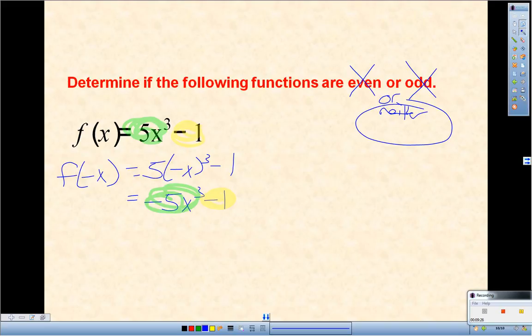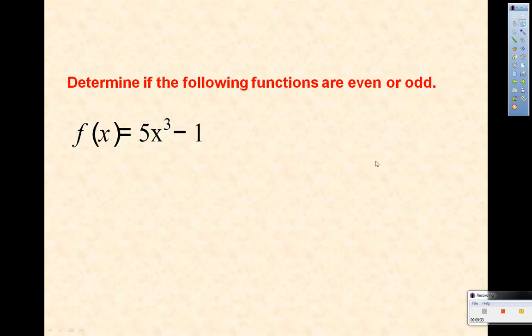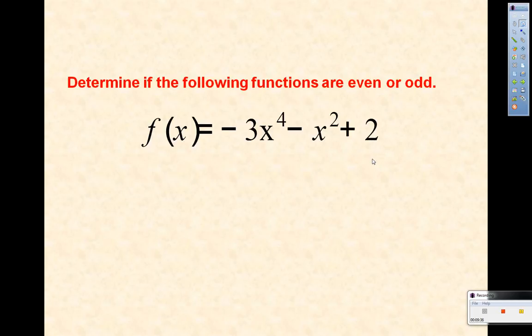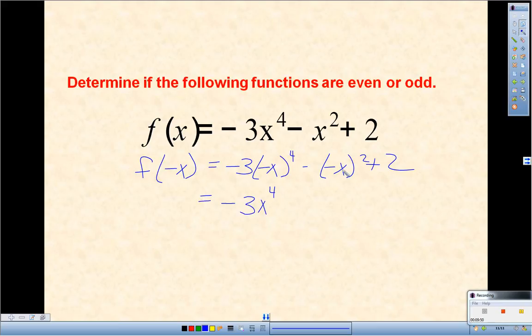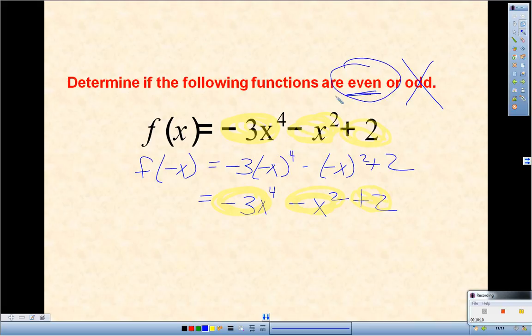Alright, let's take a look at one more together. Let's say that I give you this function, and I want you to test whether or not it's even, odd, or neither. So I'm just going to plug in -x, and the -x to the fourth is positive, positive times a negative, so that'll be -3x to the fourth. -x squared is a positive, positive times a negative is a negative, so that'll be -x squared, and the plus 2, nothing happens to that. So I've got a -3x to the fourth, negative 3x to the fourth, negative x squared, negative x squared, positive 2, positive 2. What's your verdict? They're not opposites, and they are exactly the same, so it would be even.